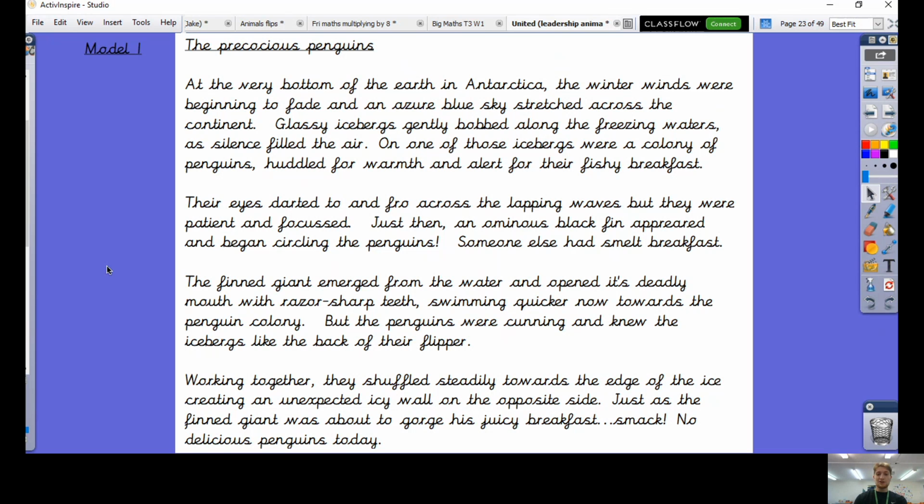Working together, they shuffled steadily down the edge of the ice, creating an unexpected icy wall on the opposite side. Just as the fin giant was about to gorge his juicy breakfast, smack! No delicious penguins today.